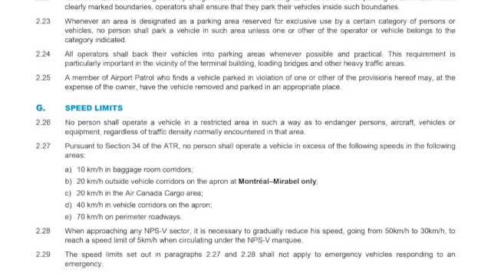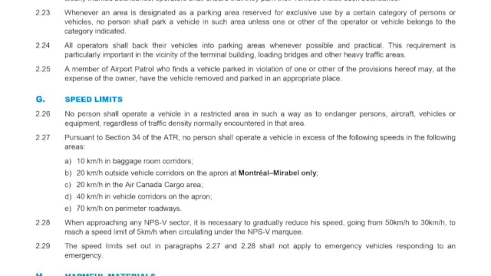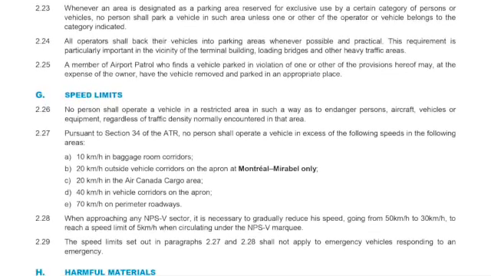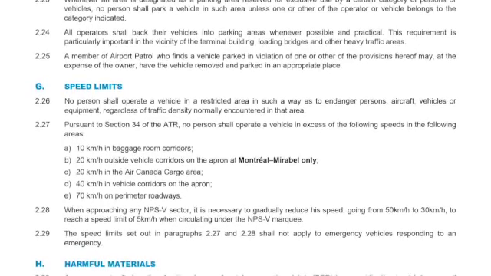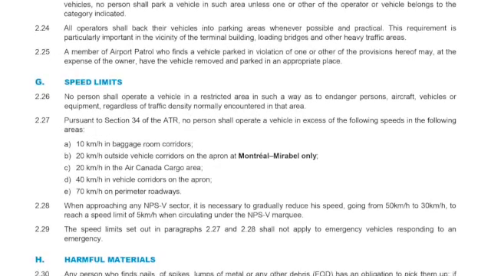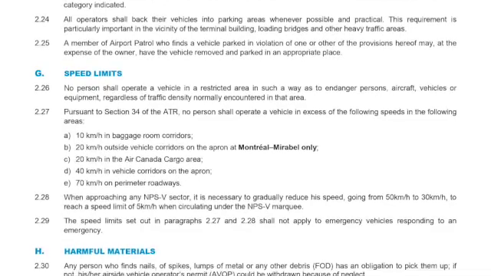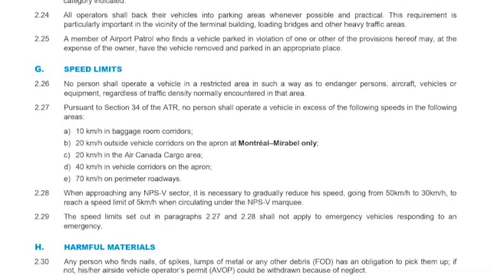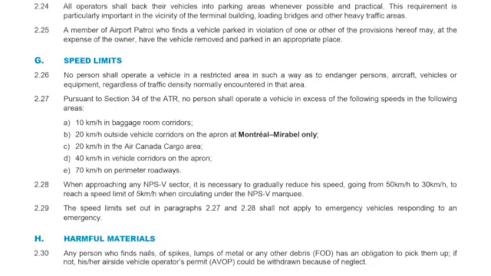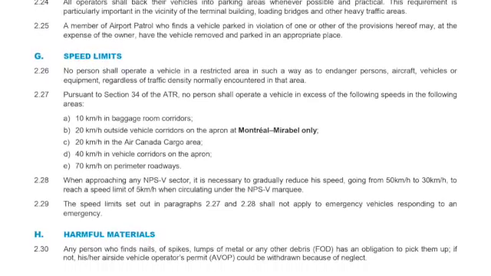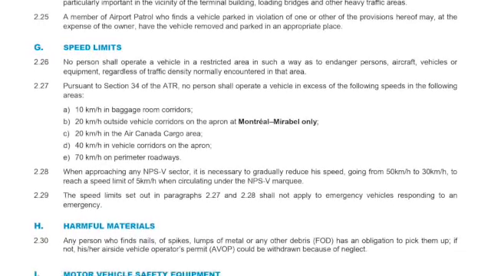27. Pursuant to Section 34 of the ATR, no person shall operate a vehicle in excess of the following speeds in the following areas: a. 10 km per hour in baggage room corridors, b. 20 km per hour outside vehicle corridors on the apron at Montreal, Mirabel only, c. 20 km per hour in the Air Canada cargo area, d. 40 km per hour in vehicle corridors on the apron, e. 70 km per hour on perimeter roadways.